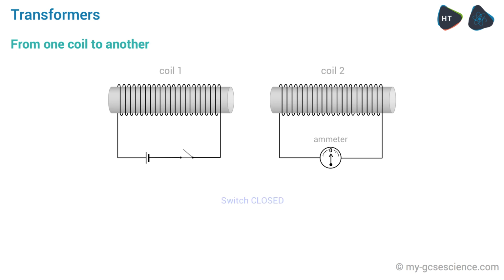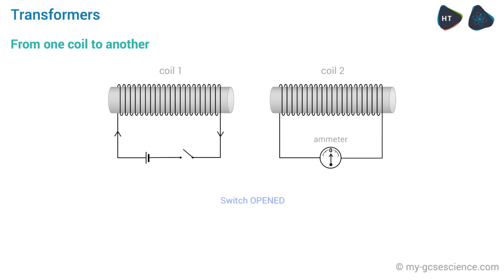When the switch is closed, current flows through coil 1, which means that a magnetic field is created around it. The flux lines of this magnetic field cut through coil 2. Because the magnetic flux through this coil is changing, a current is induced in it. When the current in coil 1 stabilizes, the magnetic flux through coil 2 is no longer changing, and so a current is no longer induced in it.